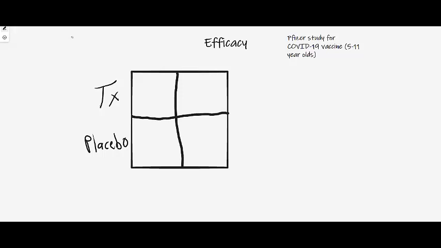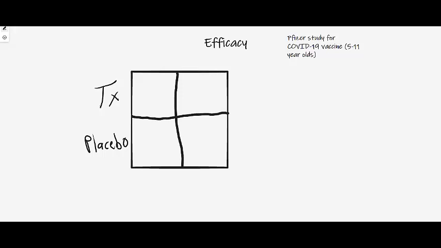I thought I'd take a few minutes to talk about efficacy and how to calculate efficacy, and I'm going to use an example of the most recent FDA approval of the Pfizer COVID vaccine for 5 to 11-year-olds that was submitted or reported on October 29th, 2021. Efficacy is a measure that we use when there's tight controls over the population that we're testing and giving the placebo to. It's a little different than effectiveness, which is a measure of how it would work in the general population. Efficacy is just in the study.